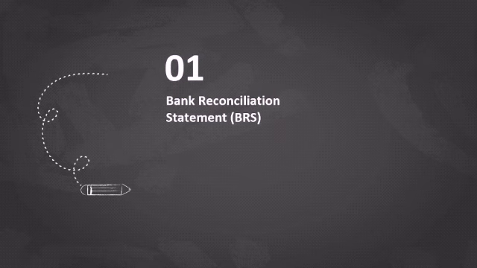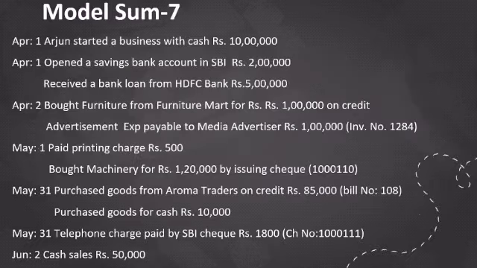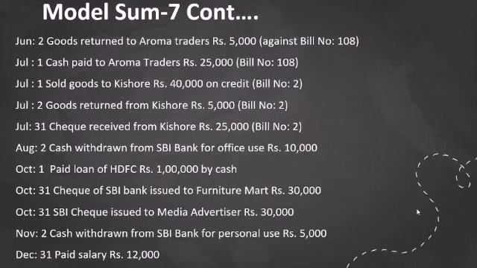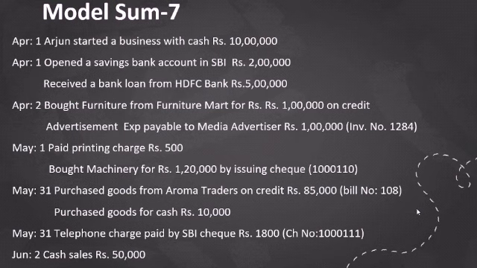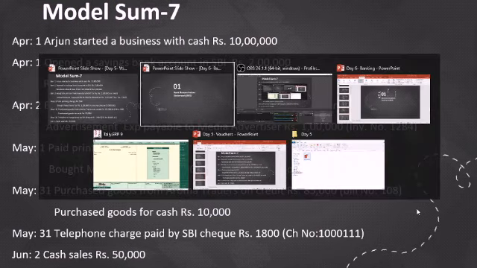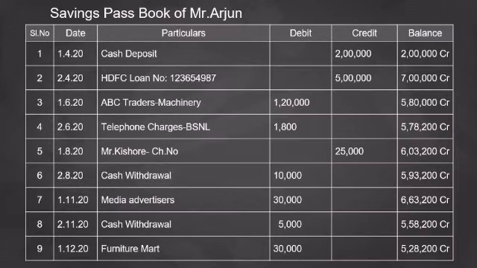Now, let us see how to prepare the BRS. We will do the BRS in model sum 7. We have already solved this model sum. We have passed the vouchers for this model sum 7. So, this is the passbook of Mr. Arjun.